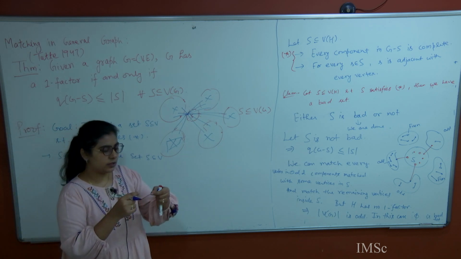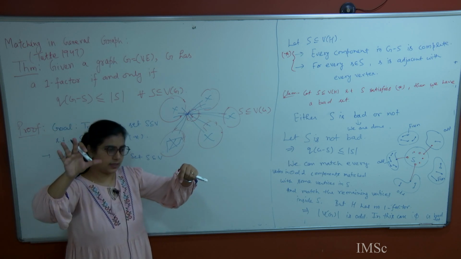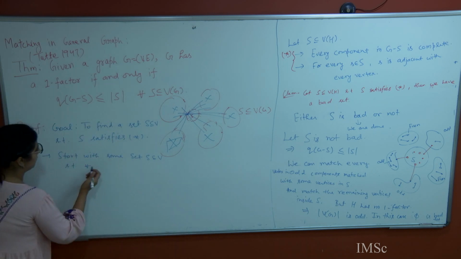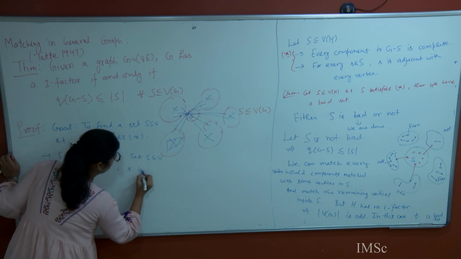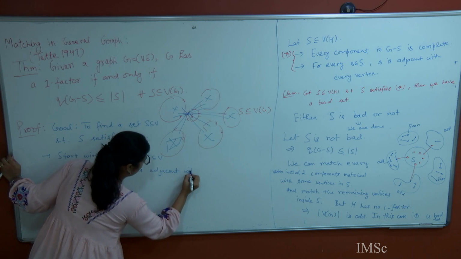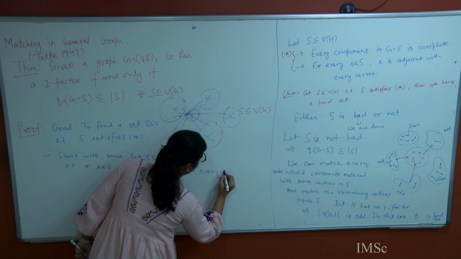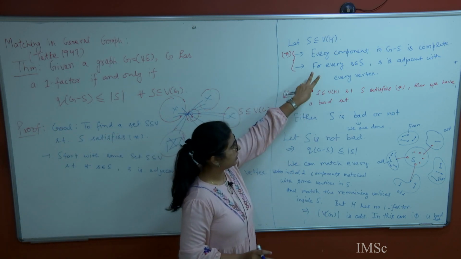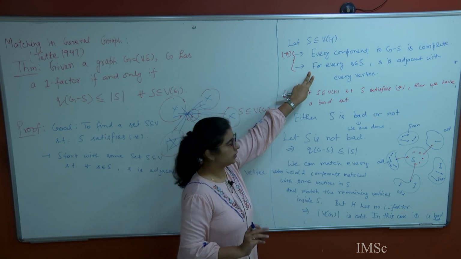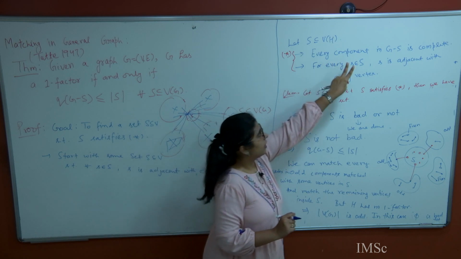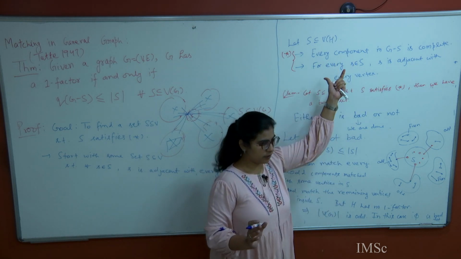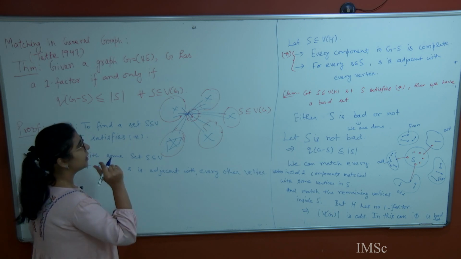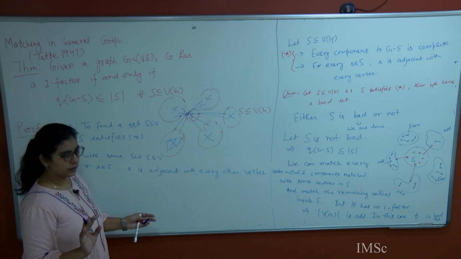We start with the set in which every vertex is adjacent with everyone else. So I am starting with the set which is adjacent with everybody, such that for every s in S, s is adjacent with every other vertex. That means I can start with a set with this condition, right? Now, I want to show that every component in G minus S is complete. If I am able to show this for this set, then this is the required set, right?